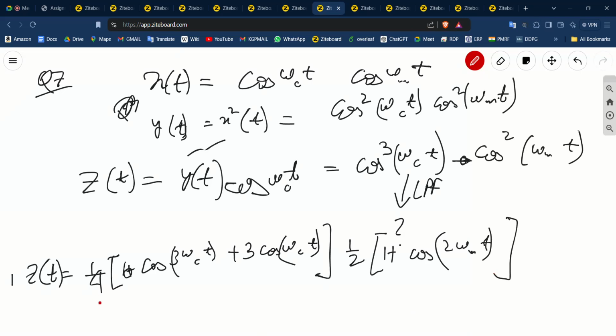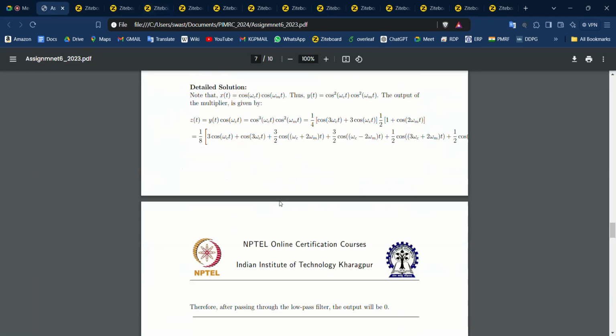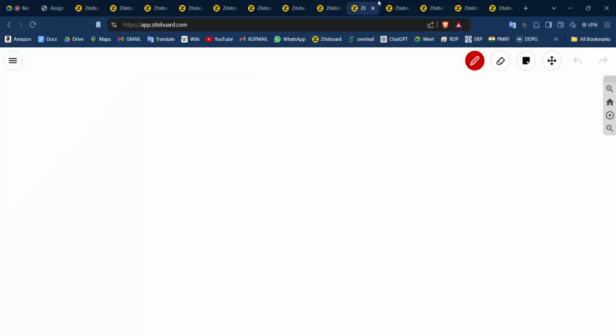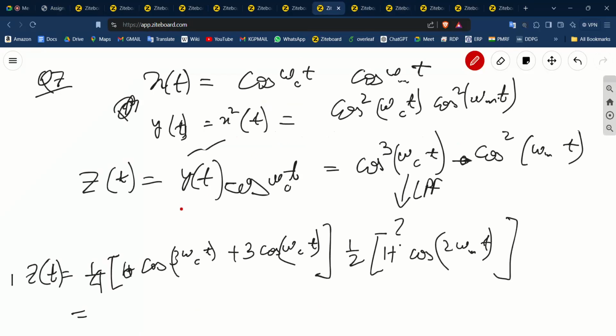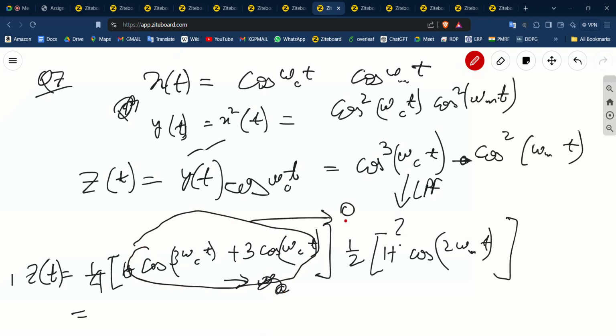Now if you multiply all these and collect all the terms, the only terms that will survive are the ones which will not have omega ct. So we are passing it through a filter with cutoff frequency omega ct. If we pass this through a low pass filter of cutoff frequency omega ct, this whole thing will become zero. If this is 0, finally the answer will be 0.